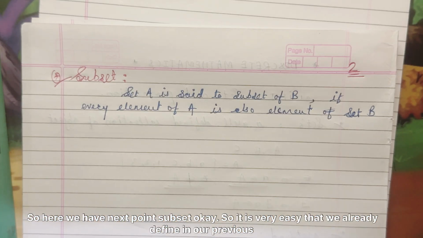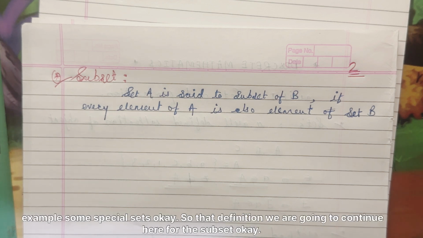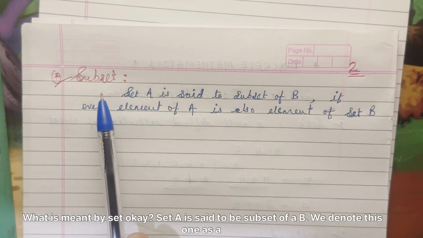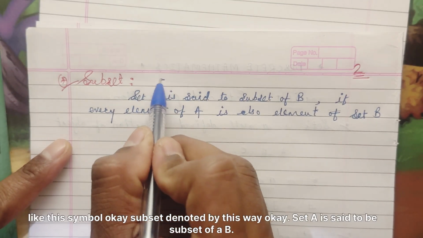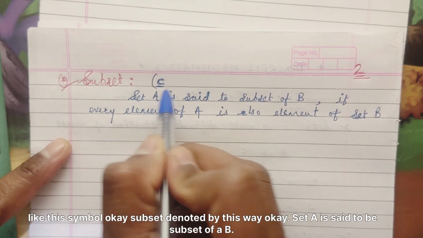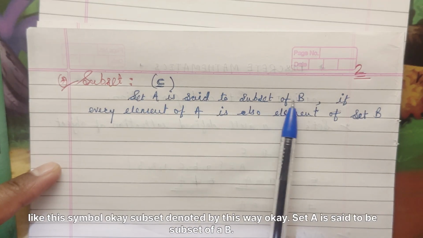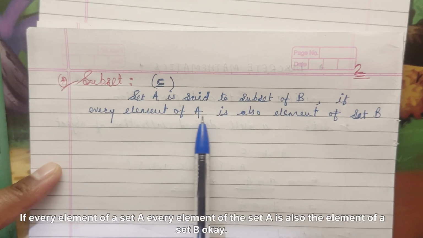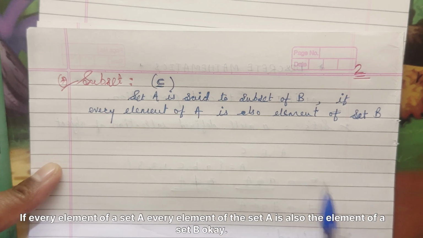Here we have the next point, subset. It is very easy, we already defined some special sets in our previous example, so that definition we are going to continue here for the subset. Set A is said to be a subset of B, we denote this with this symbol, if every element of set A is also an element of set B.